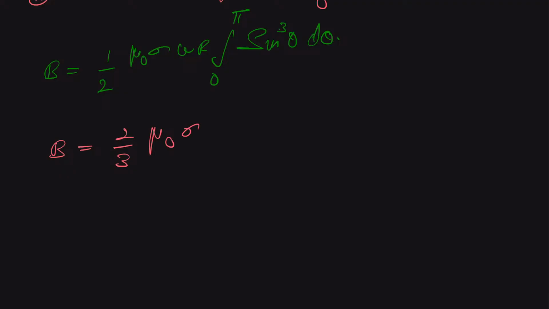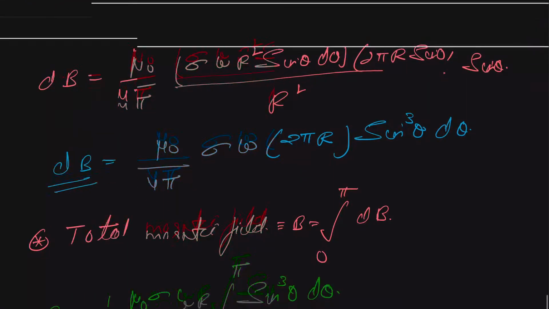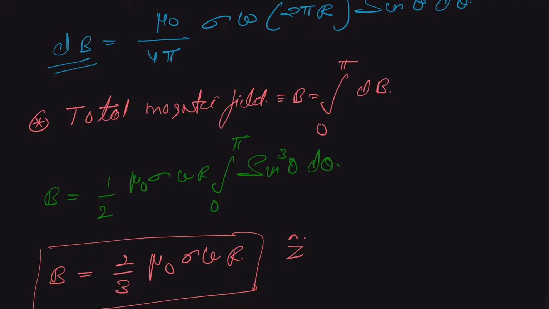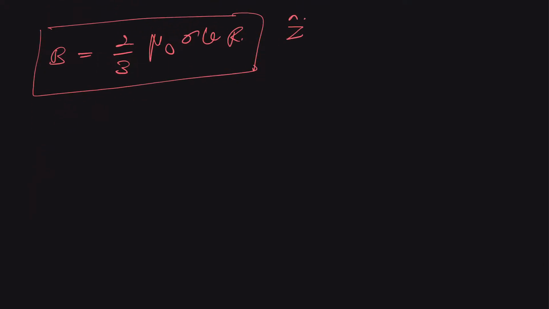mu naught charge density omega times r, and its direction will be along z unit vector. So these were the questions with respect to our magnetic field. Okay, especially in the last part, for the last question, we have to remember that we were supposed to find out the magnetic field of a sphere which is rotating about the axis which is along its diameter.